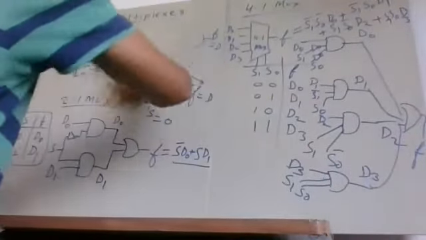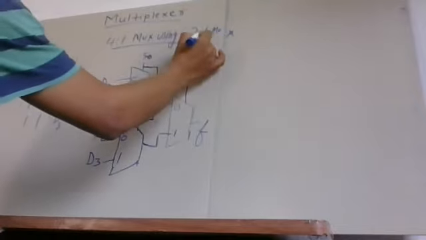So this is all about multiplexing. Now you can generate higher order multiplexing also using lower order multiplexing. Like, I am giving an example. So here is 4:1 multiplexing using 2:1 multiplexer. We will generate 4:1 multiplexing using 2:1 multiplexer.